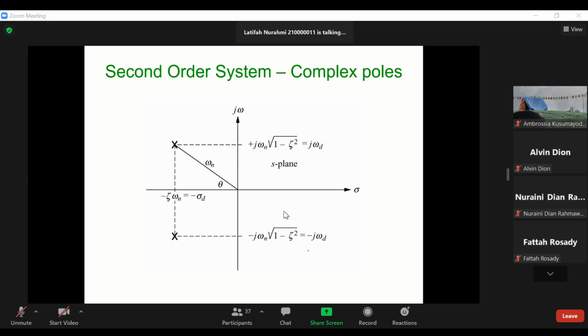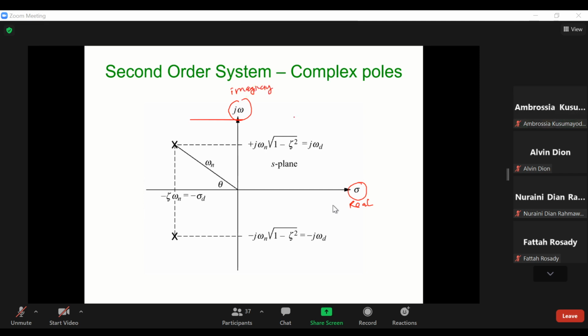Then if we bring it back to the s-plane, you remember this, this is what we learned on Thursday. You now know how to draw the axes. The horizontal axis here, we call it the real axis, right? And the vertical axis here, we call it the imaginary axis. So j defines the imaginary part. So omega here, this is what is not written, is not omega n, but j omega d.